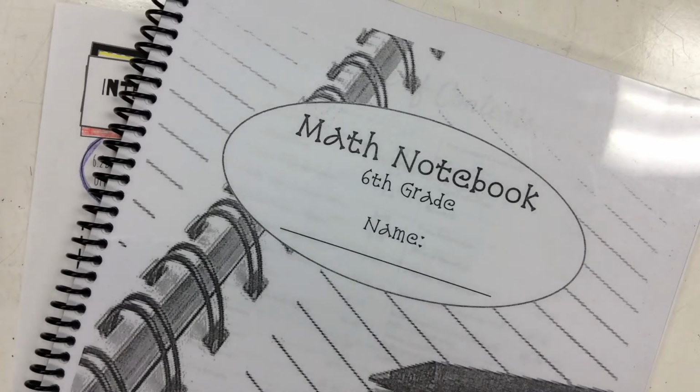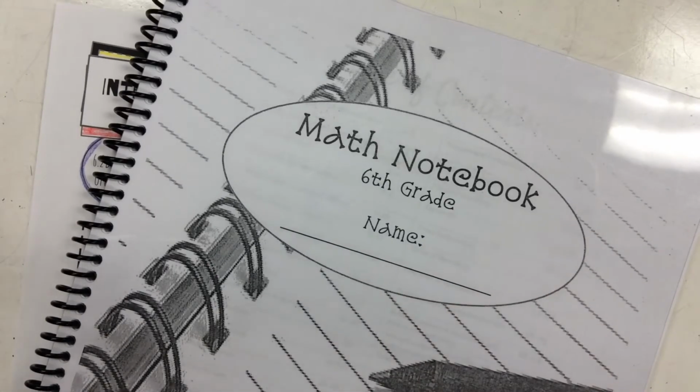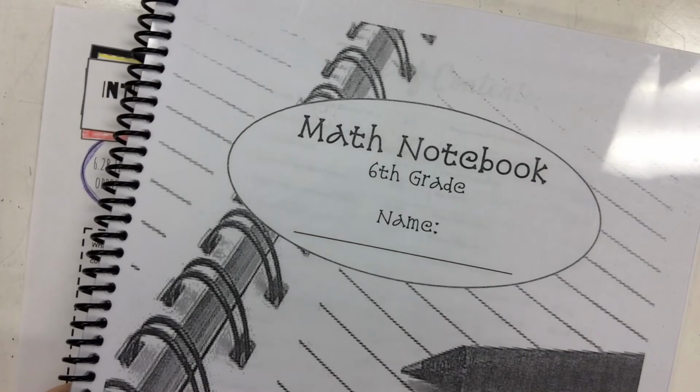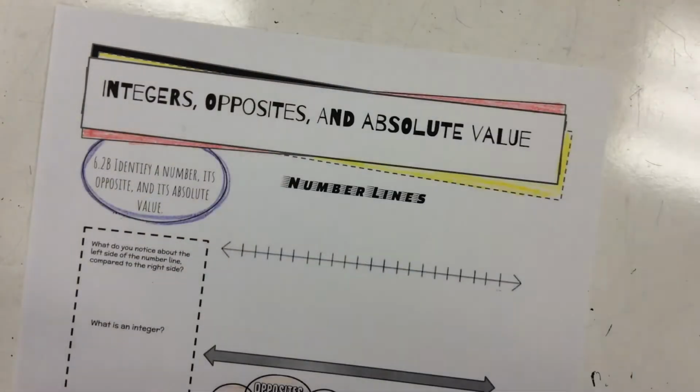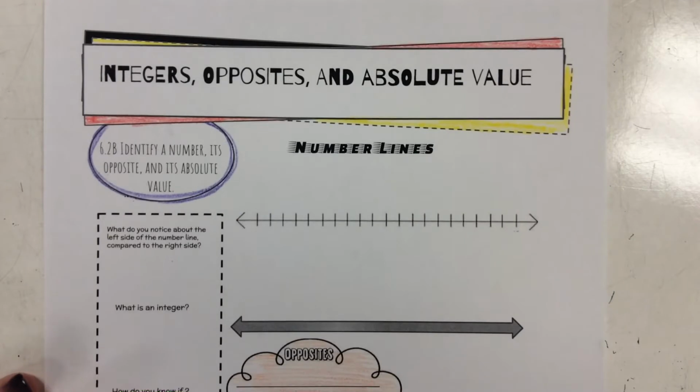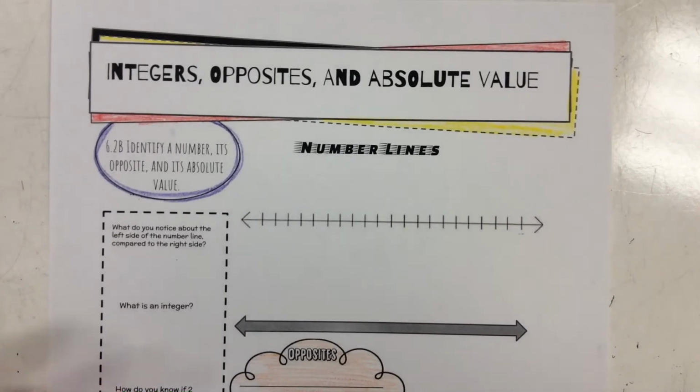Today for your lesson, we're going to get out your math notebook, whichever one you chose. Go ahead and get that out, and we're going to turn to pages 1 and 2. Our topic is integers, opposites, and absolute value. Feel free to pause your video at any time so you can take notes, and you can rewind and listen to it as much as you need, okay?